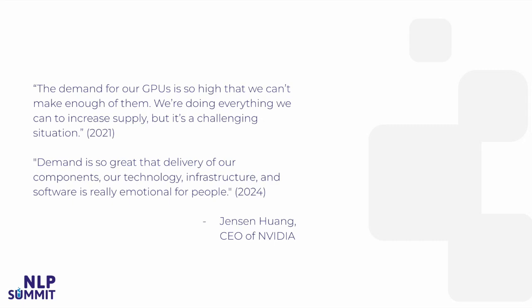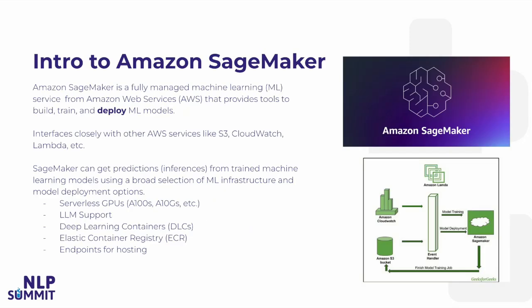You can tell from these quotes that there is a huge demand for high-performance computing solutions. And because of that demand, there is a lot of competing for these resources across many industries. We'll touch back on the challenges with obtaining GPUs, but first I'll go over a short intro to Amazon SageMaker.